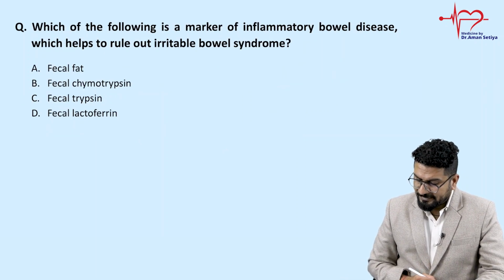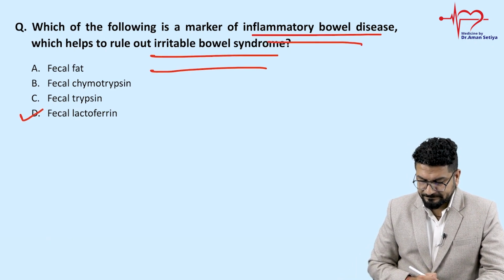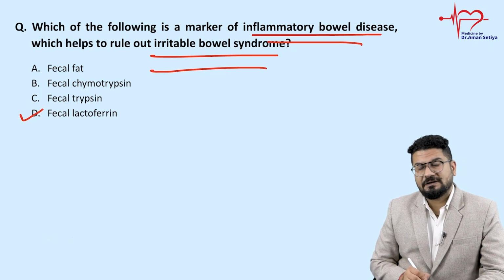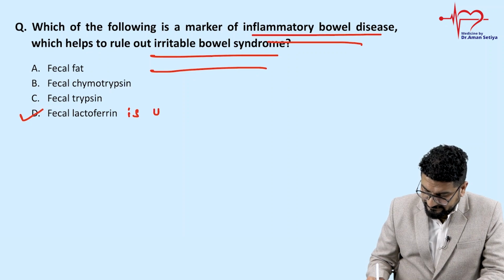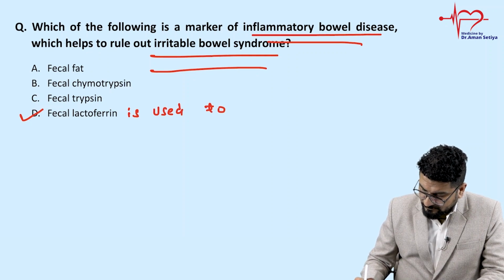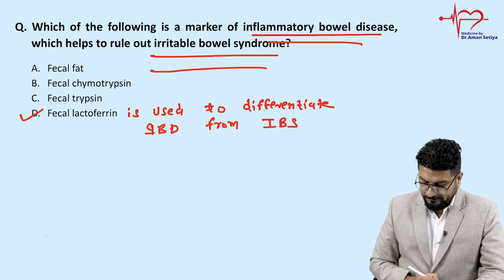Which of the following is a marker of inflammatory bowel disease which helps to rule out irritable bowel syndrome? We can differentiate this with the help of fecal lactoferrin. Fecal fat, fecal chymotrypsin and fecal trypsin are used for malabsorption syndrome. But remember, fecal lactoferrin is the one used to differentiate IBD from IBS, irritable bowel syndrome.